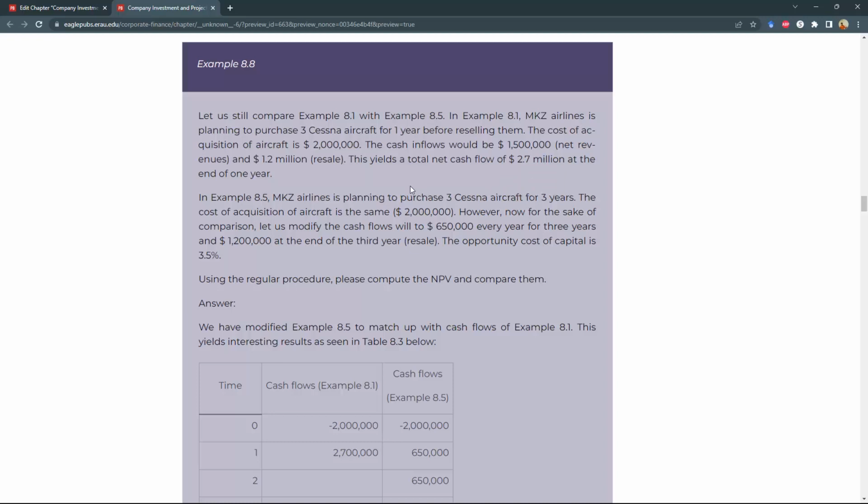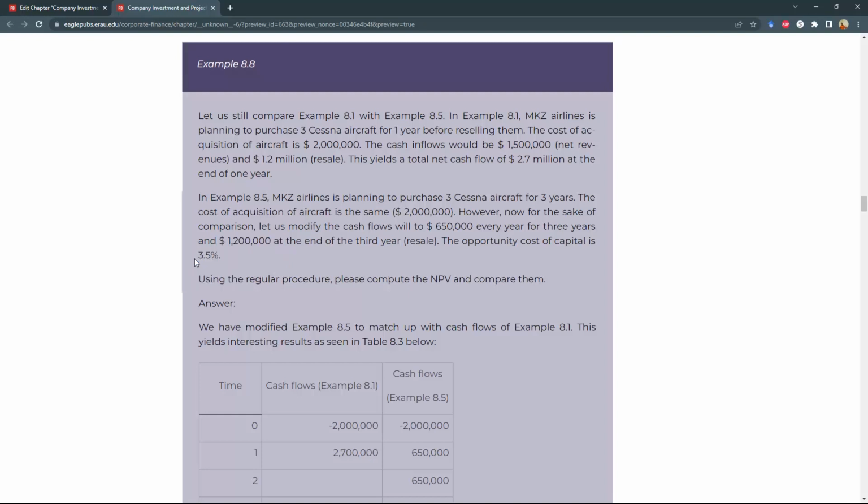In 8.5, we had the same outflow of $2 million and inflows respectively of $1.5 million for 3 years and $1.2 million at the end of the third year. Now we just modified these cash flows, so instead of 1.5, let us assume that we receive a lower amount of cash flows for the 3 years, although the terminal value, or the last cash flow of resale, is $1.2 million. The cost of capital is 3.5%.